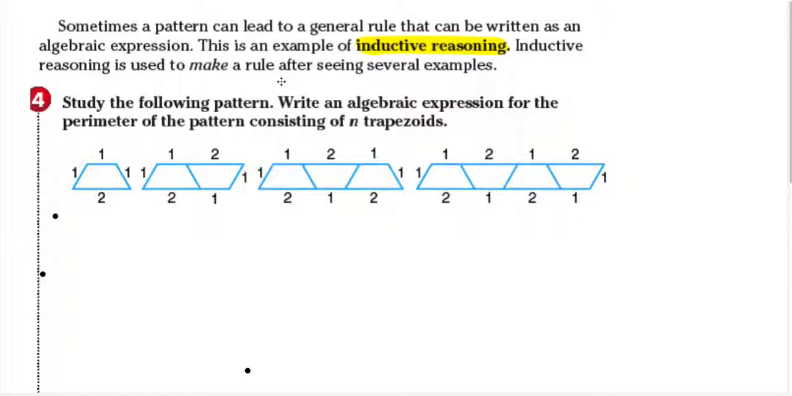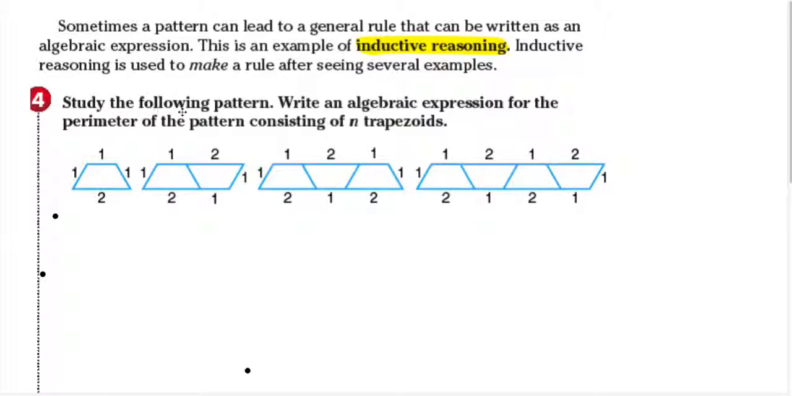Sometimes a pattern can lead to a general rule that can be written as an algebraic expression. This is an example of inductive reasoning. Inductive reasoning is used to make a rule after seeing several examples, and we discussed this, I think, in 6th grade and 7th grade as well. A good real-life example of inductive reasoning is that it rained Sunday, it rained Monday, therefore it will rain on Tuesday. You are creating a rule after seeing several examples. So we can apply this to what we're doing right now in math.